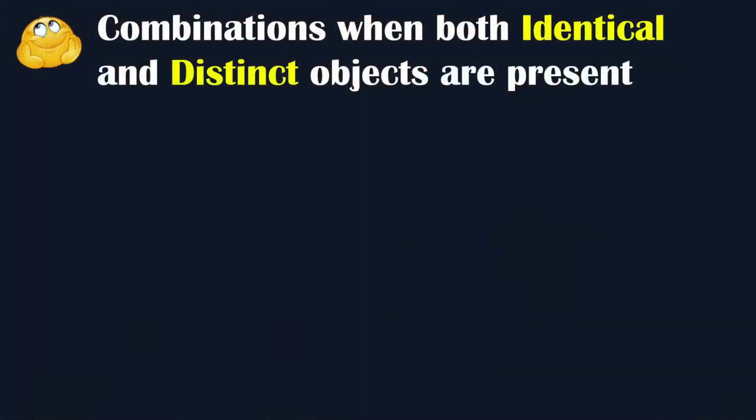Let me take an example. Let us say we are having 3 A's, 4 B's, 2 C's, and let us say D, E, F, G. These are all distinct alphabets. Here there are 3 identical A's, 4 B's are repeated, and 2 C's are identical, right? Now my question is, in how many different ways can alphabets be selected?